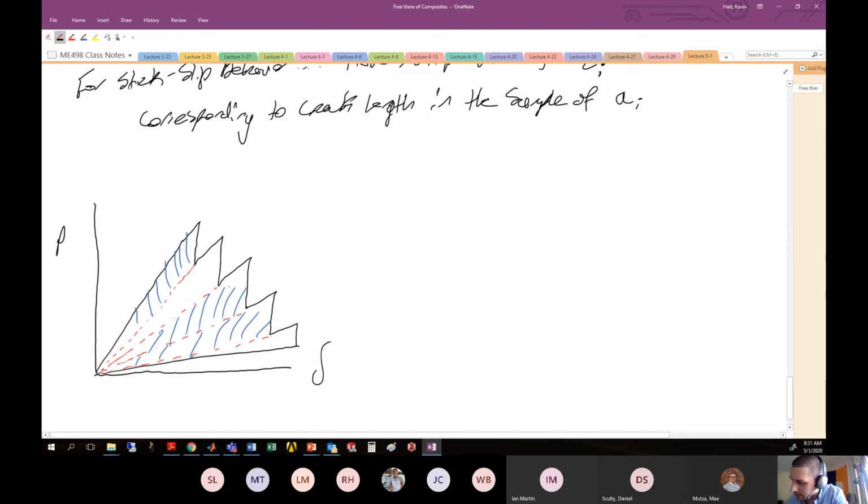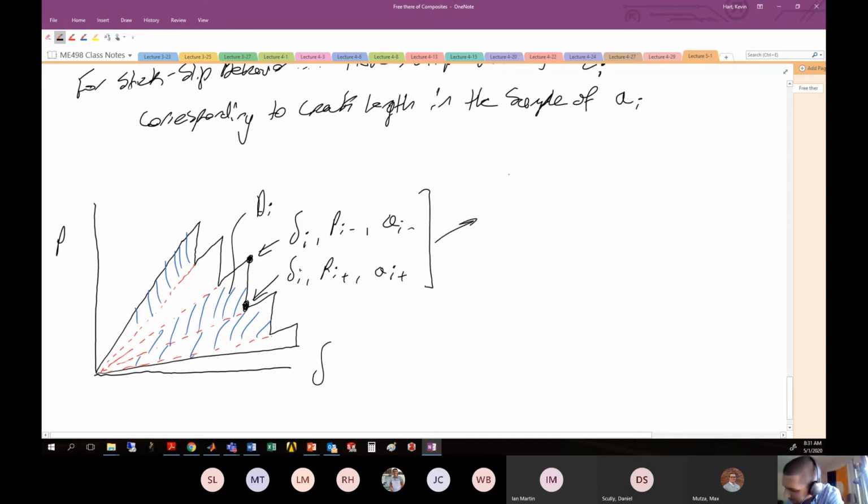Right. So here is the energy associated with fracture event i, which we say is Δ_i. And at this particular moment, this is Δ_i, comma, P_i minus. Here is Δ_i, comma, P_i plus. And it has associated a_i minus and a_i plus. Okay. After calculation, this results in a vector that contains G_Ci and a_i.